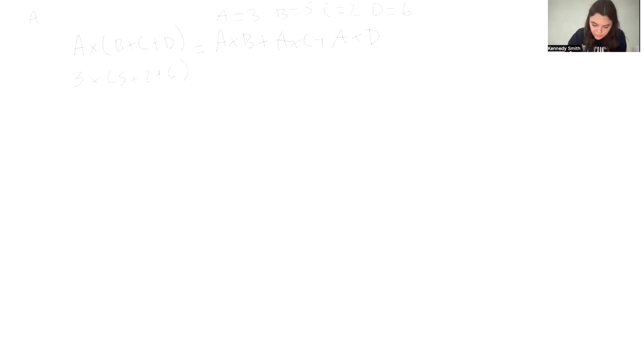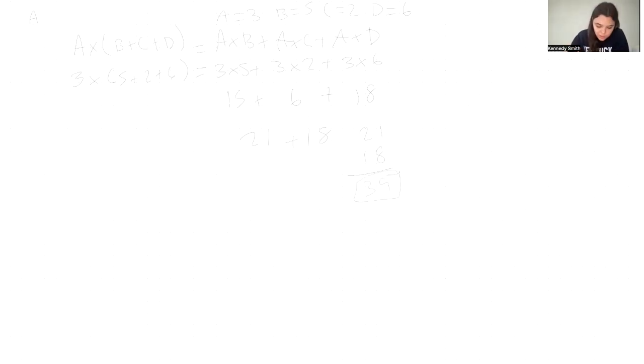So for that, we get 3 times 5 plus 3 times 2 plus 3 times 6. And within that, we can consolidate it and do 3 times 5 equaling 15, plus 3 times 2 equals 6, and 3 times 6 equaling 18. And with that, we can add 15 plus 6, which is 21, plus 18, to get our final answer of 39.